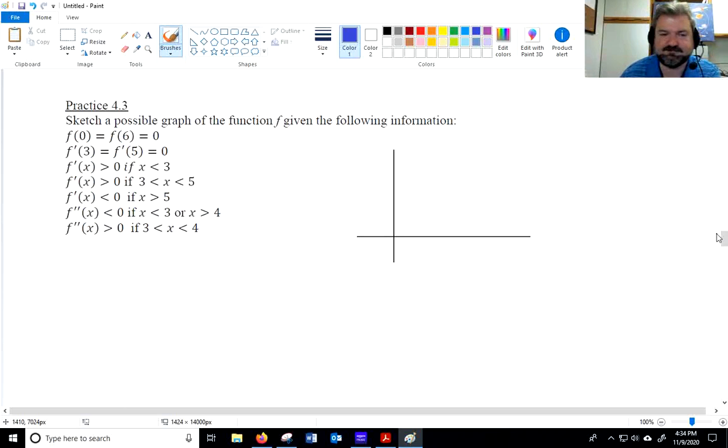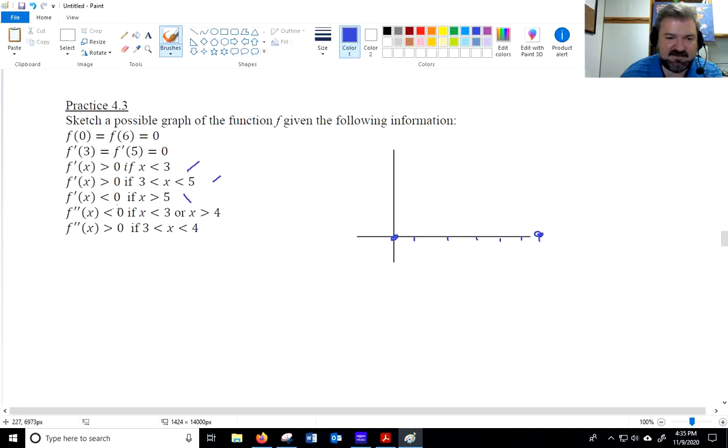Sketch a possible graph here. All right, let's see what you did. 1, 2, 3, 4, 5, and 6. So those are my zeros there and there. F prime of 3 is equal to f prime of 5, which is equal to 0. So we're going to have a horizontal tangent line. We're going to be increasing to 3. Then we're going to be increasing again to 5. So we're going to be going something like this and then level out again. Then we're going to decrease after 5.